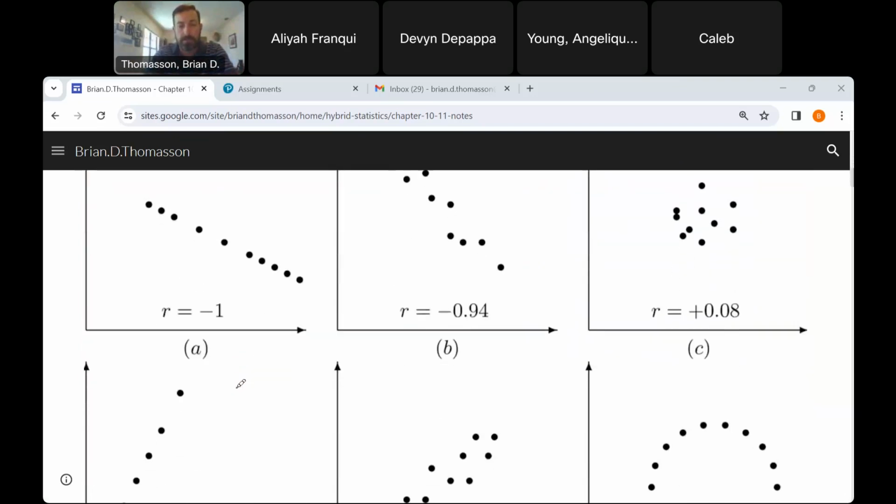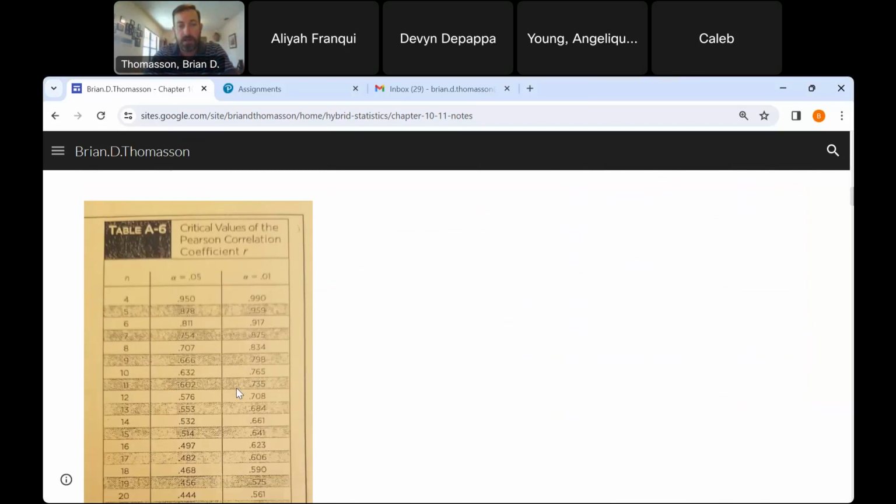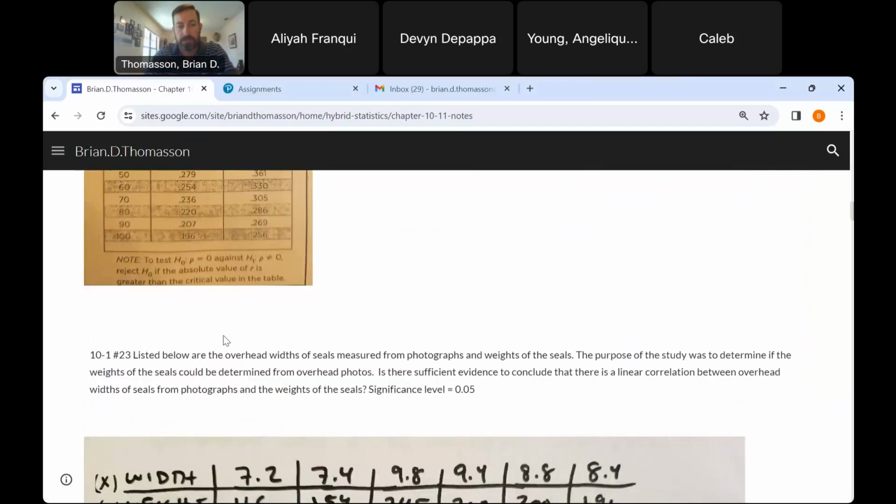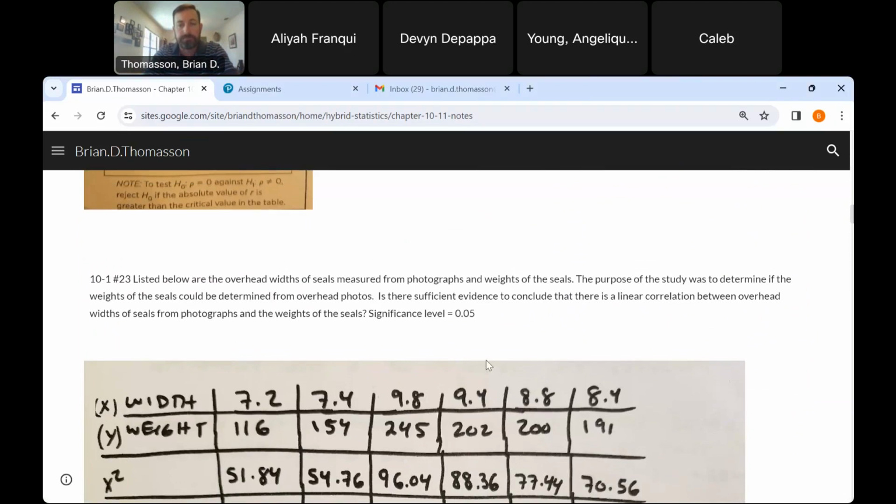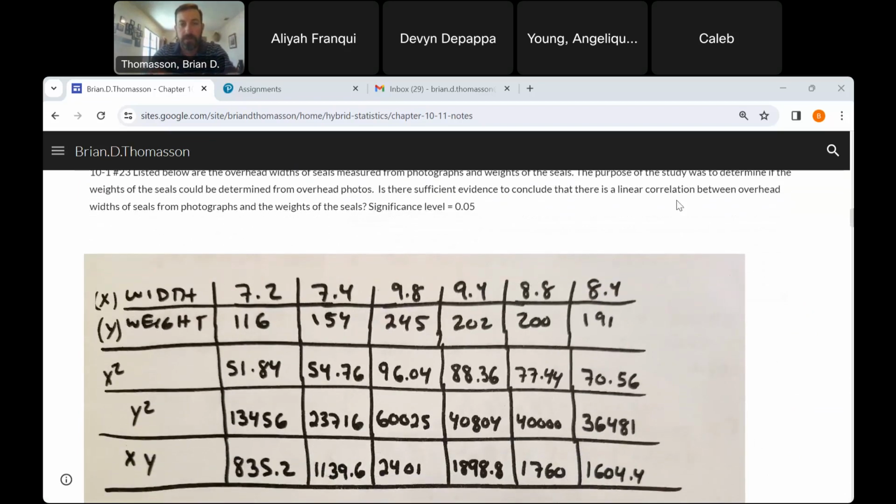All right, so let's look at an example of this and kind of put all this together. We have this critical value table. We'll come back to that in a second when it makes sense. All right, so what we have here is it says, listed below are the overhead widths of seals measured from photographs and the weights of seals. The purpose of the study was to determine if the weights of seals could be determined from the overhead photos. Is there sufficient evidence to conclude that there's linear correlation between the overhead widths of seals from photographs and the weights of seals? Okay, so they've given us these picture widths and weights of seals.